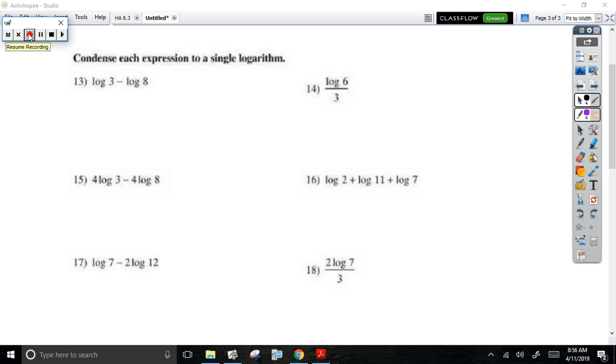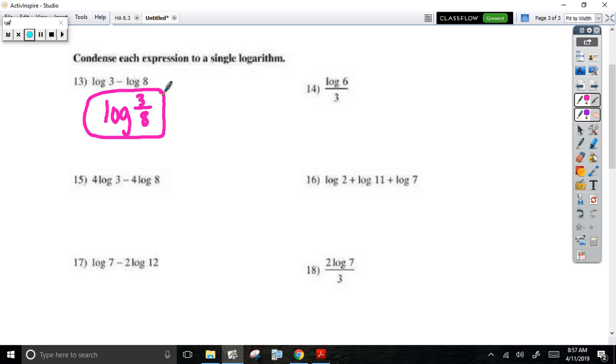And on the back, they've asked us to condense each expression into a single logarithm. So on the front, we were expanding it. For these ones, we're going to go in the opposite direction. So if we see subtraction of two logs, that's our quotient property. We can divide. This would be log of 3 divided by 8. Now, it does not say to evaluate these, so we can just leave it as a logarithm.